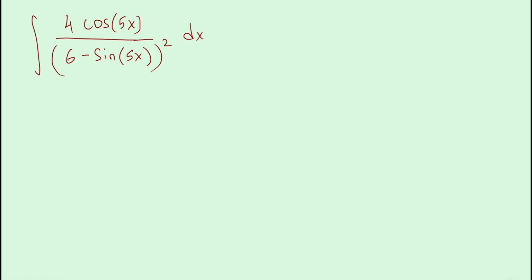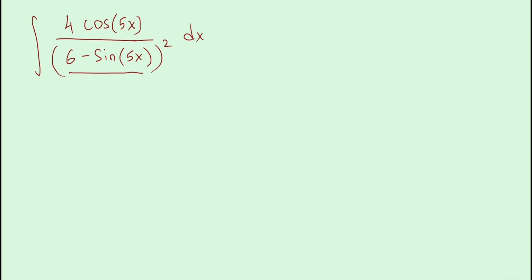Now let's integrate some trig functions. Here we have the integral of 4 times cosine of 5x over (6 minus sine of 5x) squared. Now when you have one function in the numerator and another function in the denominator, and you're trying to use u-substitution, always remember to replace the denominator with u, because once you solve for du, you will get the du in the numerator, which would make the integral solvable.